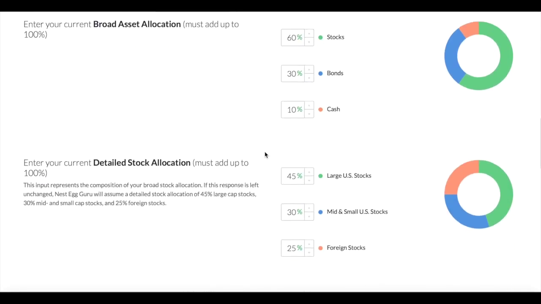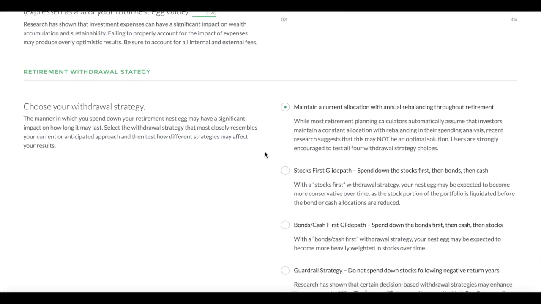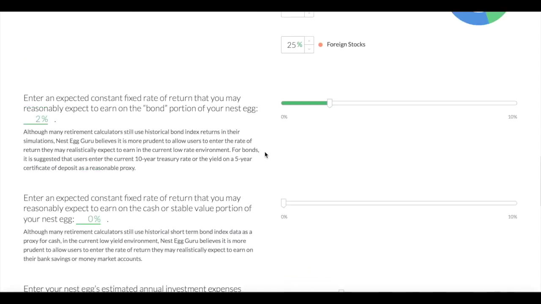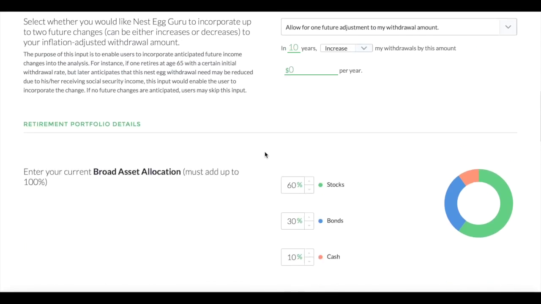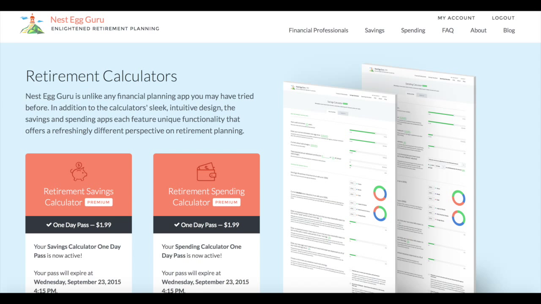In this tutorial, we're going to illustrate the importance of accounting for the current low interest rates on bonds and cash in planning one's retirement income. Before we begin, however, one point that everyone should understand is that regardless of which app you are using, no retirement simulation calculator has any predictive value. No app is a crystal ball.